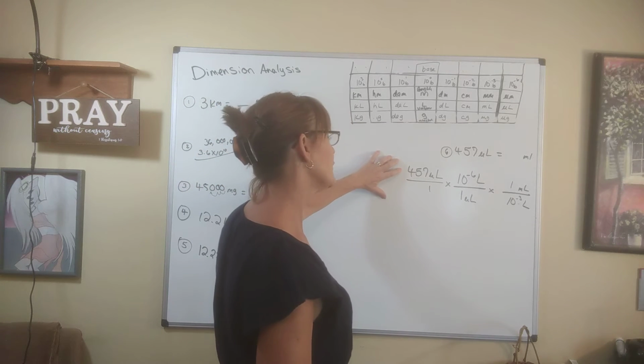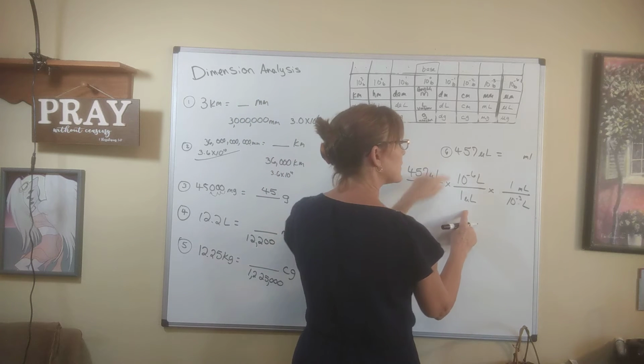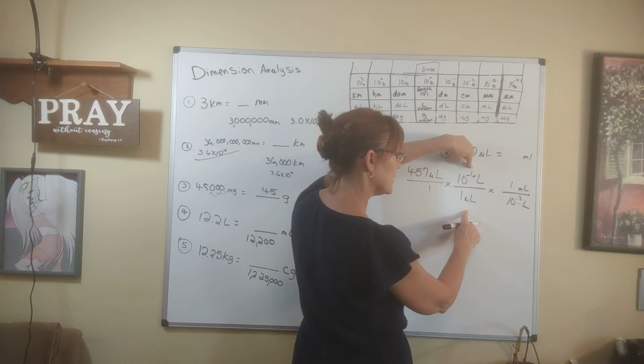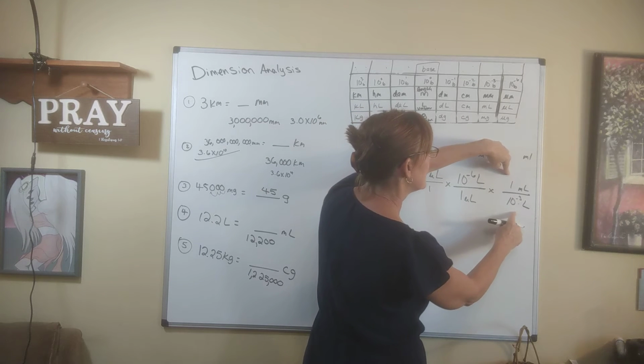So we know in 457 microliters, in 1 microliter, there's 10 to the negative 6 liters. That's what that means. So I travel to the base, and then I want to convert from the base, L, to milliliters. So in 1 milliliter, there's 10 to the negative 3 liters.